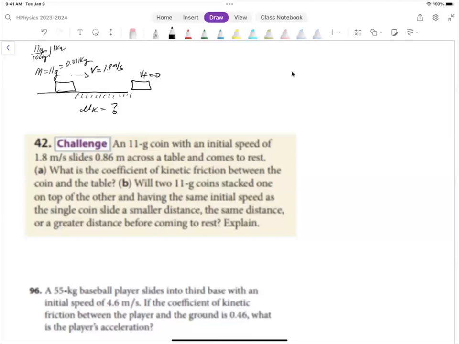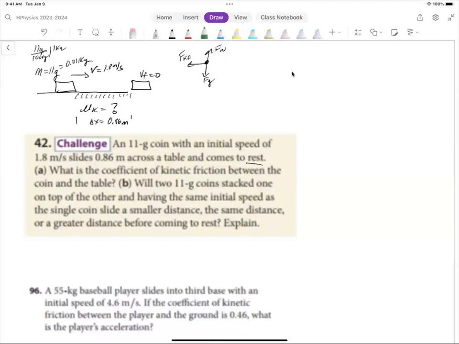Let's see, anything else they tell me? Oh, it goes some distance, delta x, which is 0.86 meters. Okay, final velocity is 0, so it comes to rest. I'm going to draw a free body diagram: force normal, force of gravity, force of kinetic friction. How did I know it was kinetic friction? Because they tell me it's sliding.